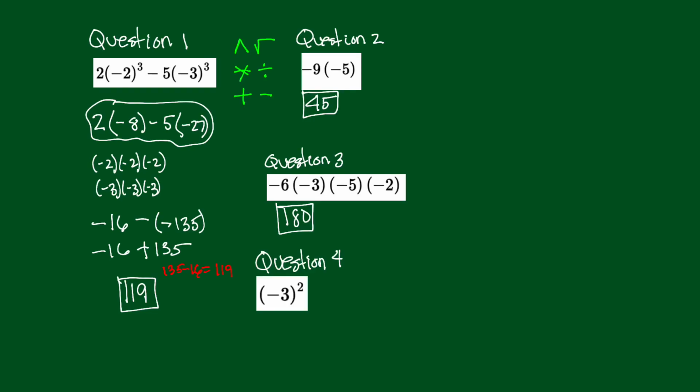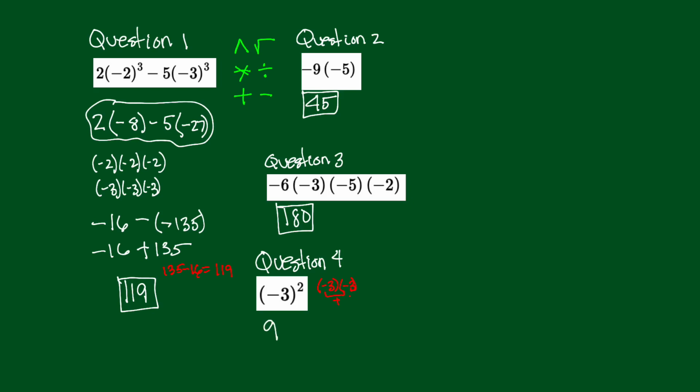Question 4 asks us to compute negative 3 squared. Now, here's what I'm thinking this is. This is negative 3 twice. Now, negative times negative is a positive. So I know that this is going to be 3 times 3. I know it's going to be positive 9. So this is going to be a 9.